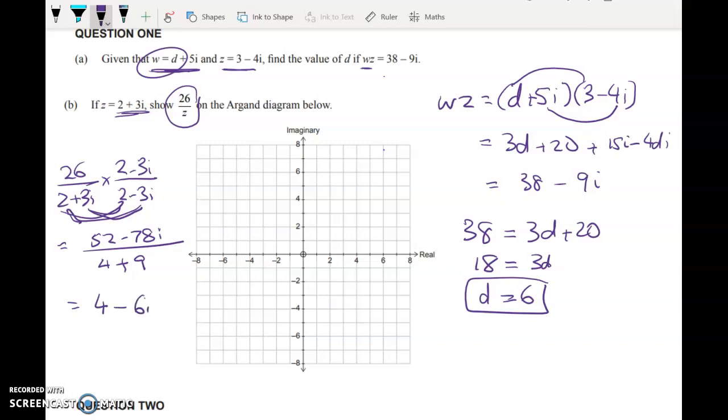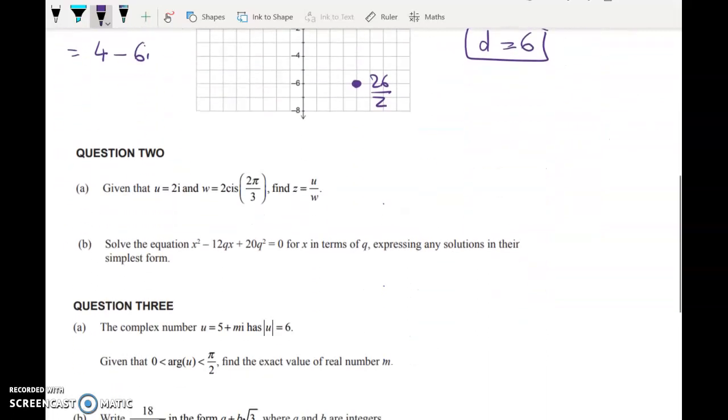So 4 minus 6i, and we have to draw that on the Argand diagram. So here's 4 minus 6i. There it is there. And we might just label that 26 over z. Okay, on to question 2.